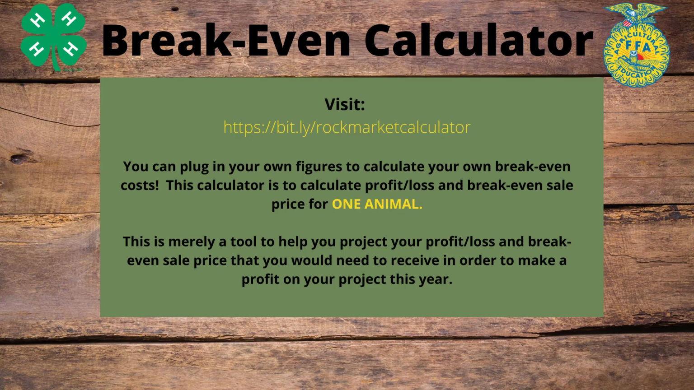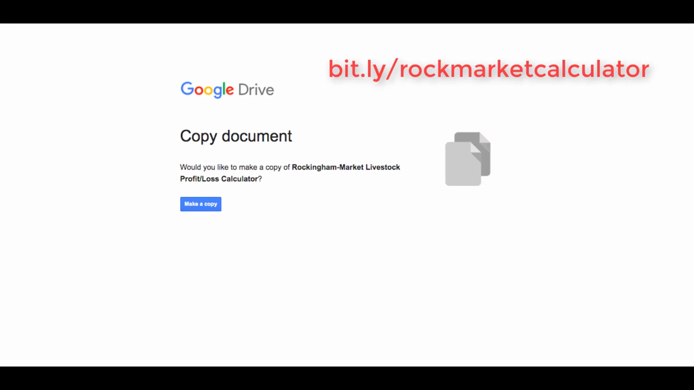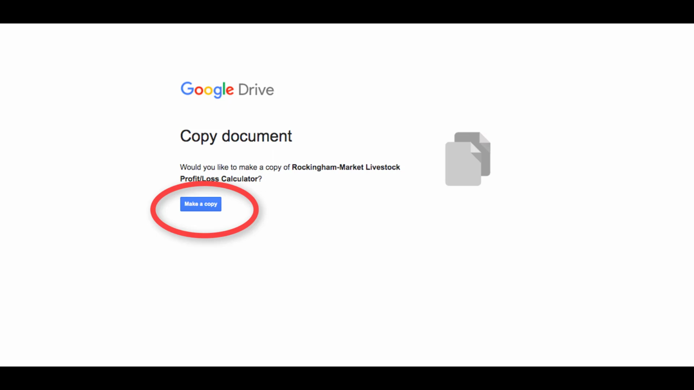We have created a break-even calculator for you to plug your own figures into and play to see if you will make a profit or loss depending on the weight of your animal and the price per pound of the animal. When you visit the link bit.ly/rockmarketcalculator, you'll be forced to make a copy. Click Make a Copy so that you have your own copy to manipulate and you can enter your own numbers.